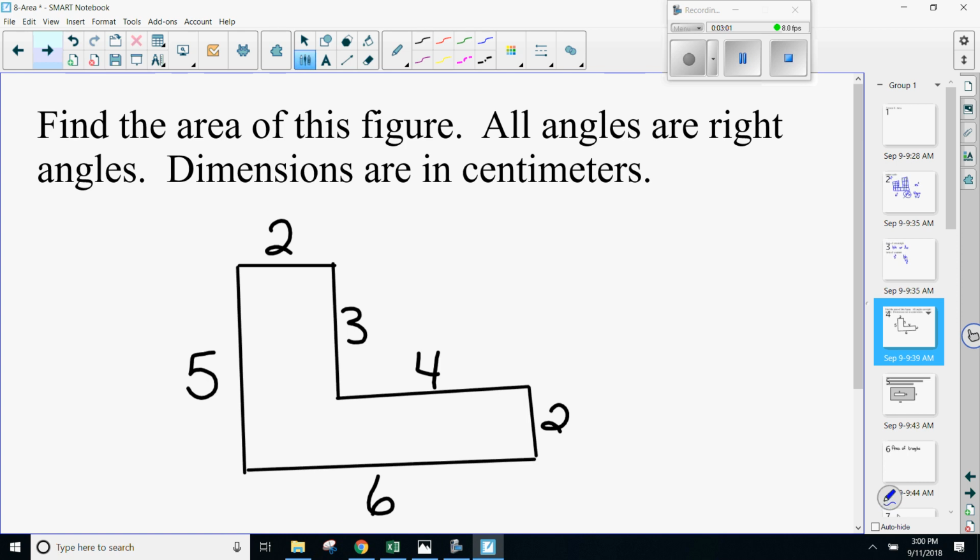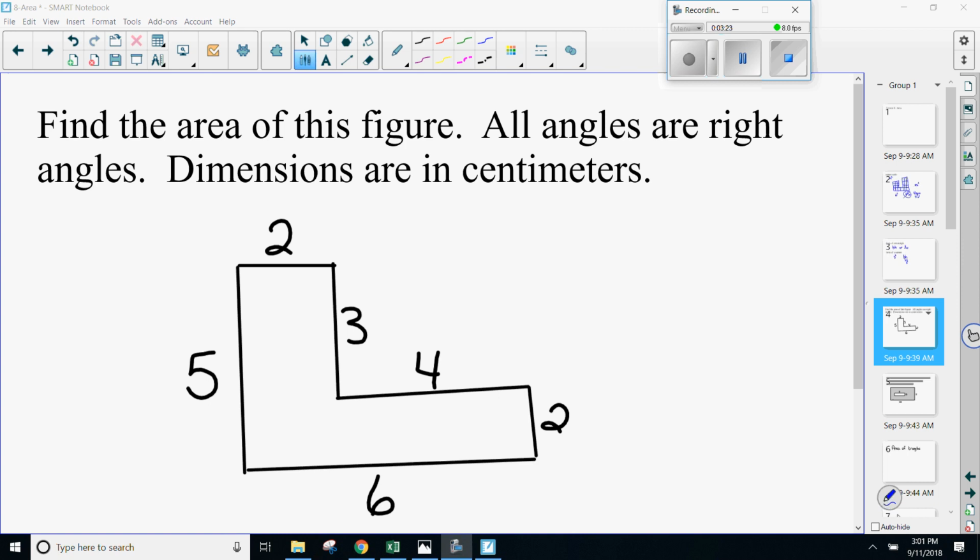Given this figure right here, you get a minute with a partner. Go ahead and tell me what the area of the figure is. Here's one thing you've got to be careful of. Too many times right now you've seen this and all you've had to do is find perimeter. You better read the directions, what they are asking for, very carefully. Some of you will find the wrong thing. One minute.